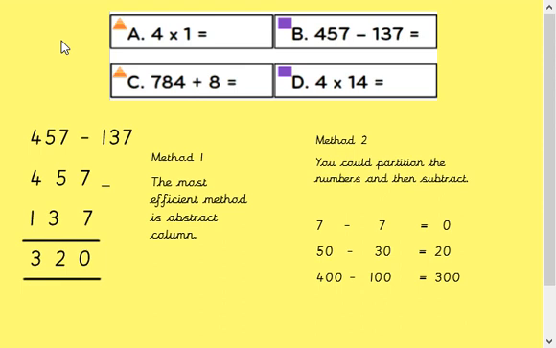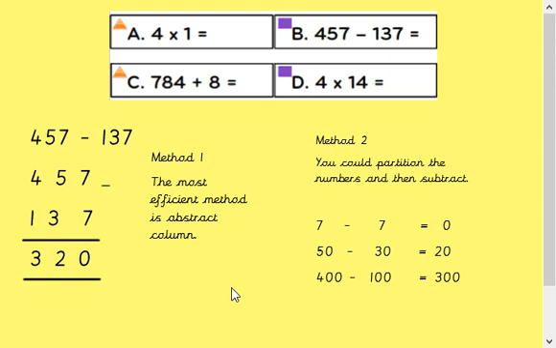Third question this morning, and we're into our written questions now. 457 take away 137. This is a straightforward subtraction, there's no exchanging involved. As you can see, the most efficient method here would be straightforward column subtraction. So 7 take away 7 would be 0, 5 take away 3 would be 2, and 4 take away 1 would be 3.